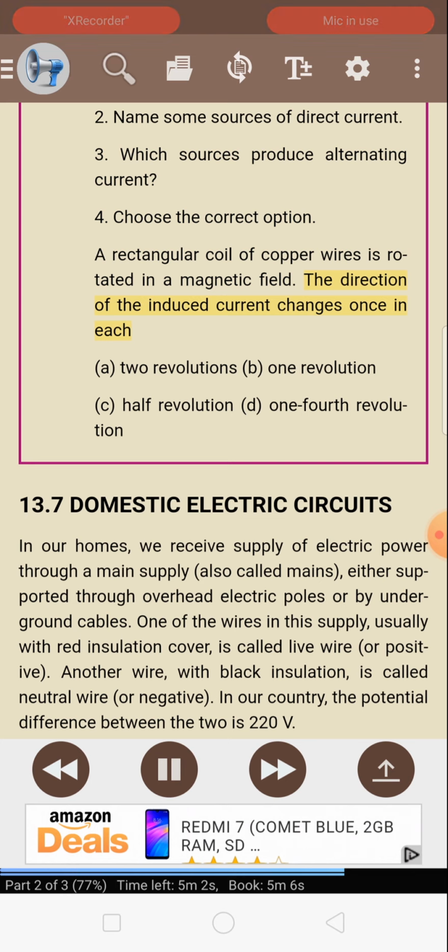The direction of the induced current changes once in each. A. 2 revolutions, B. 1 revolution, C. Half revolution, D. 1/4 revolution.